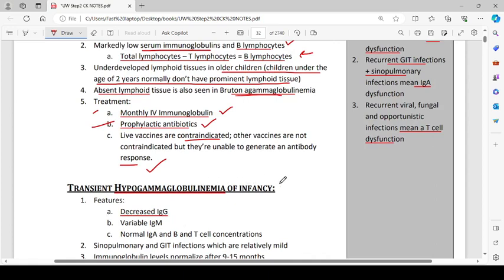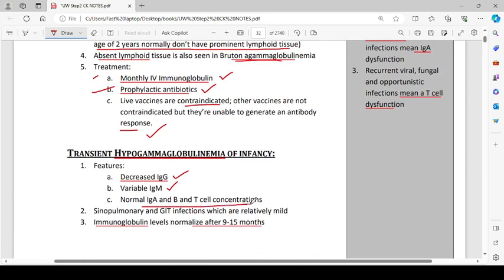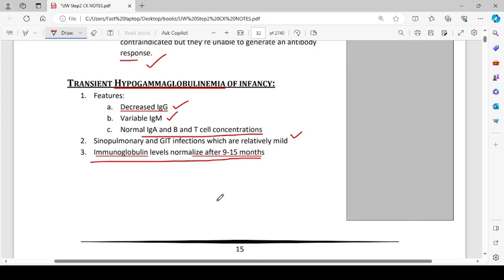Transient hypogammaglobulinemia of infancy features decreased IgG, variable IgM, and normal IgA and normal B and T cell concentrations. That is called transient hypogammaglobulinemia of infancy. Sinopulmonary and GIT infections, which are relatively mild. Immunoglobulin levels normalize after the age of 9 to 15 months.